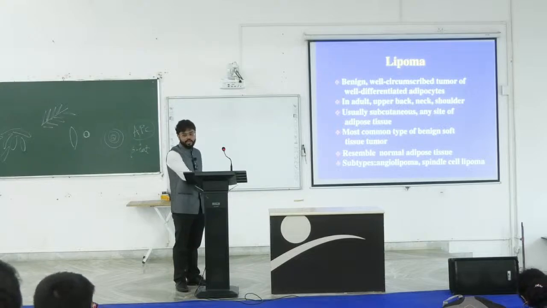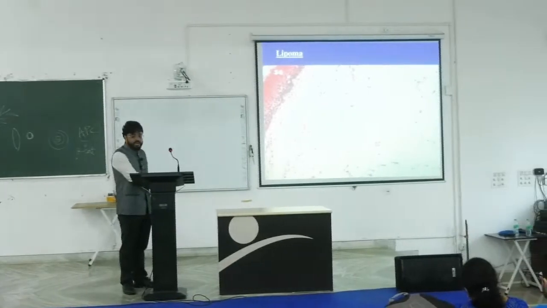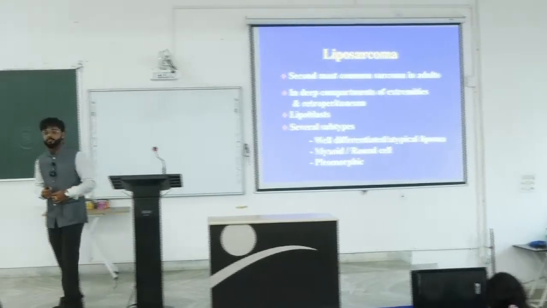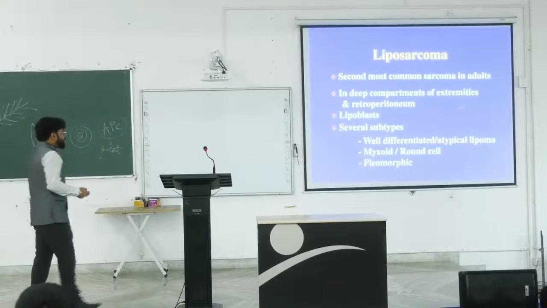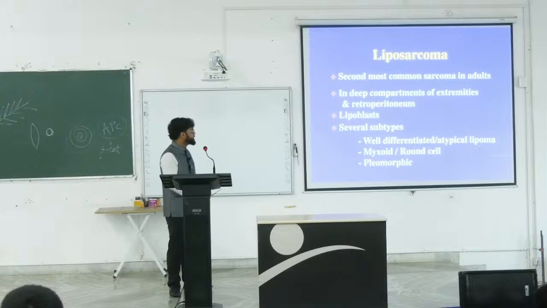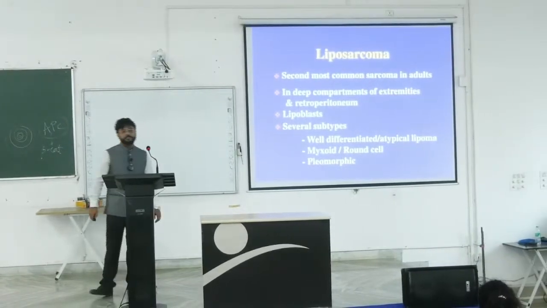The intermediate category is known as atypical lipoma. It looks like very organized normal adipocytes, adipose tissue. But liposarcoma is the malignant counterpart. It has several subtypes. Atypical lipoma is now categorized as intermediate, but previously it was categorized as a malignant type, well differentiated liposarcoma. Nowadays it is known as atypical lipoma. But liposarcoma can be myxoid type, round cell type and pleomorphic type.